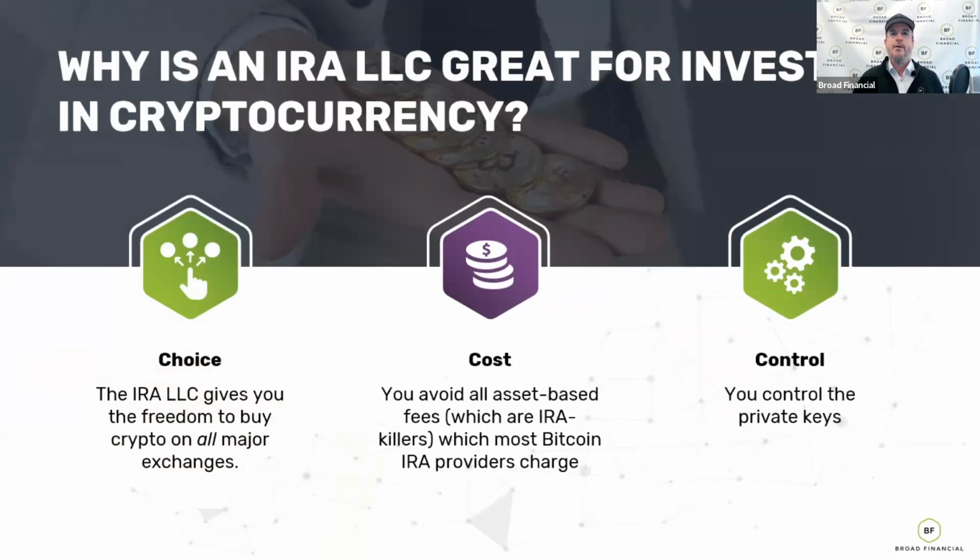Great for investing in cryptocurrency. So you've got the 3 C's: choice, cost, and control. Choice: an IRA LLC gives you freedom to buy crypto on all major exchanges. This is a big difference.